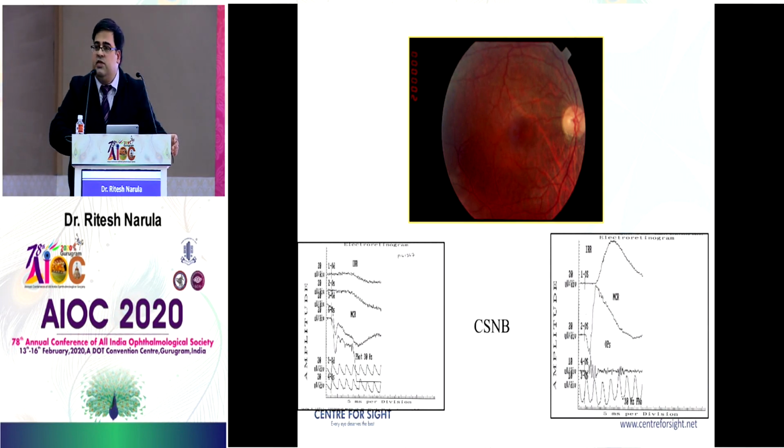Remember, there are two blood supplies coming to the retina. The photoreceptors get their blood supply from the choroid, and the bipolars get their blood supply from the central retinal artery. So if your central retinal artery is gone, the bipolars won't have any blood supply, so they go and you will have an electronegative ERG.